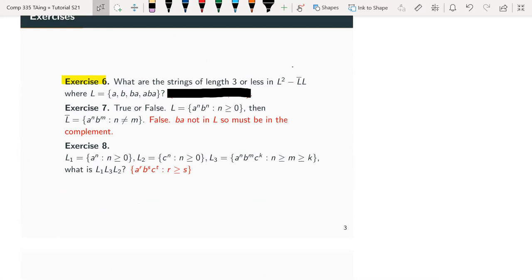So what are the strings of length 3 or less in L square minus L complement L, where L is this language? So I'll give you, let's say 2 minutes to try it, and then we'll look at it together.